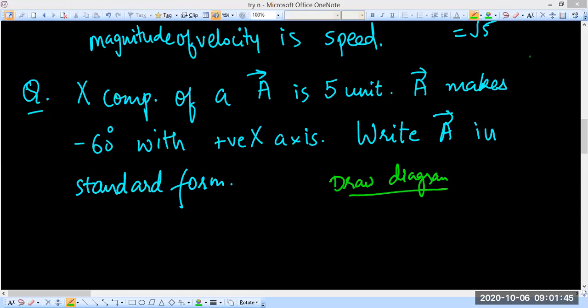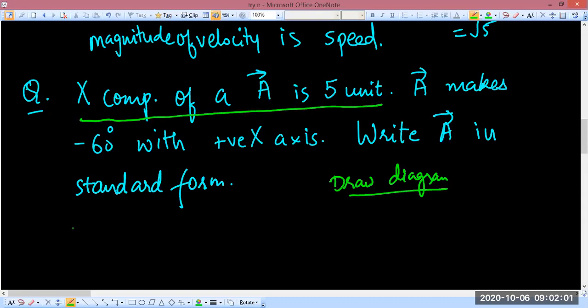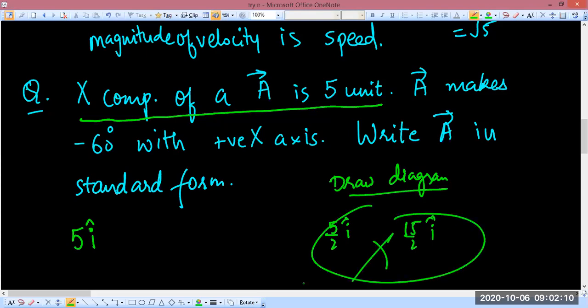Okay, there are many people who deserve to slap themselves because they are doing something very stupid. People, read this sentence. Someone is giving that 5 i caret will come only. Then why did many of you write 5 by 2 i caret and 15 by 2 i caret and all that? Do not look in the question. Right, correct, you need to slap yourselves.